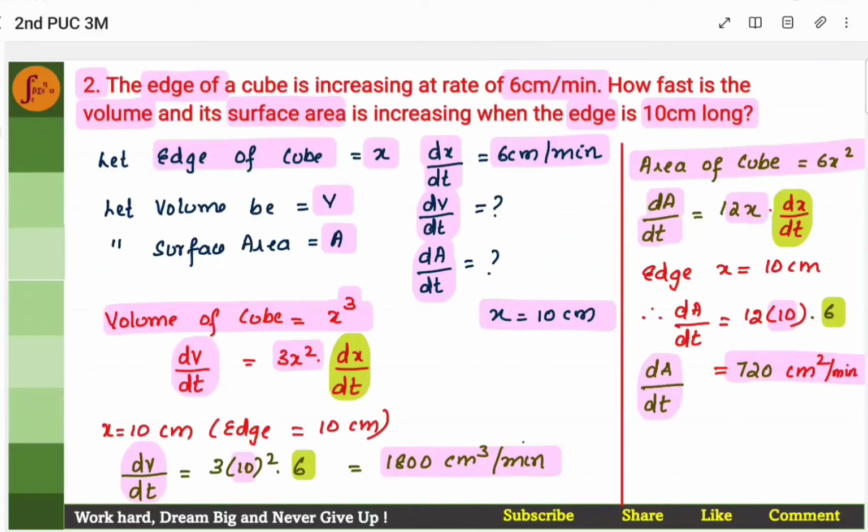Surface area is always centimeter squared. It's square. And volume is always cube. Remember, volume is always cube and surface area is always square. And don't forget to put the units. Per minute, whatever they've given in the question. If they've given second, put second. If they've given minutes, put minutes. If they've given centimeter, put centimeter.